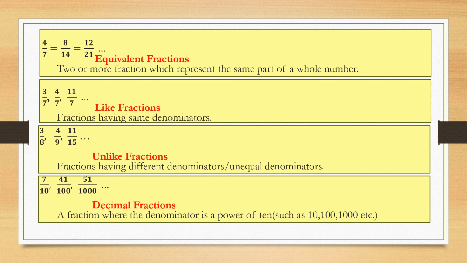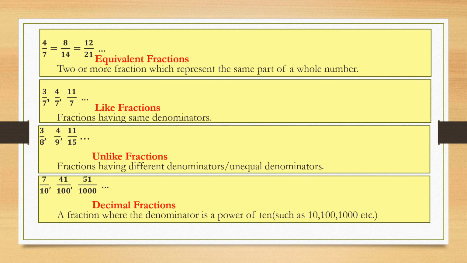Next, like fraction. The fractions having same denominators are called like fractions. For example, 3 upon 7, 4 upon 7, 11 upon 7. Now in all these fractions, the denominators are the same. So they are known as like fractions.